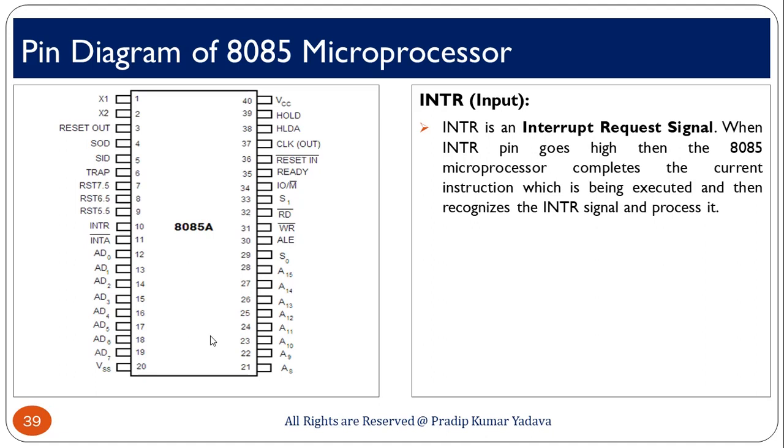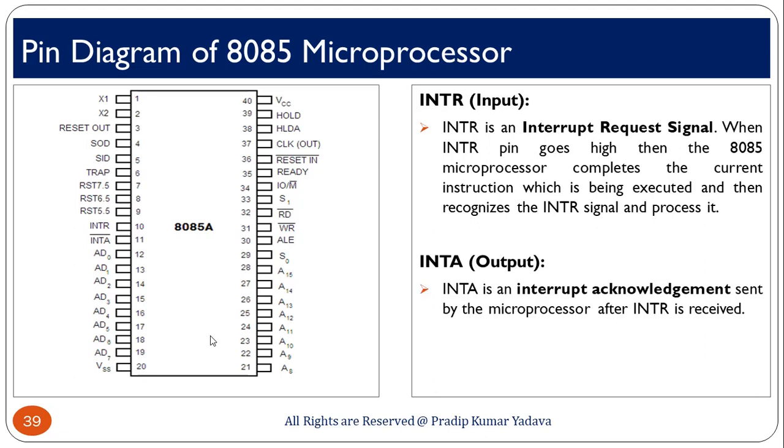When the INTR pin goes high, it means an interrupt has occurred in the microprocessor program. In my architecture video I have already thoroughly discussed how interrupts work in the 8085 microprocessor. You can watch my last video, which is based on the architecture of the microprocessor. I have discussed in detail how interrupts work in the 8085 microprocessor and what an interrupt service routine is.